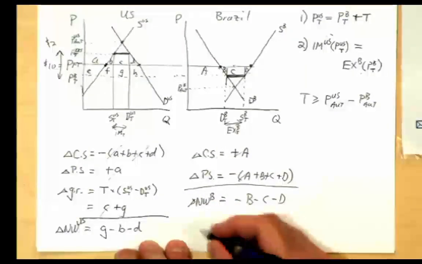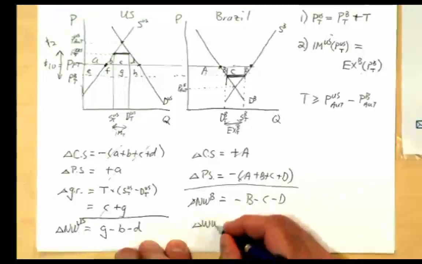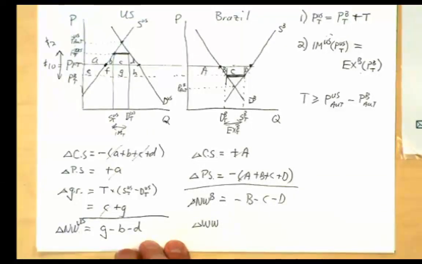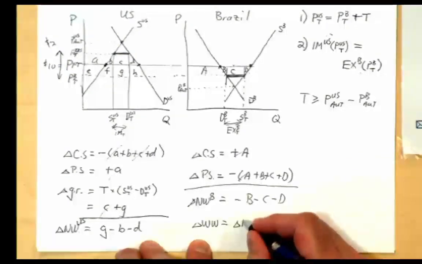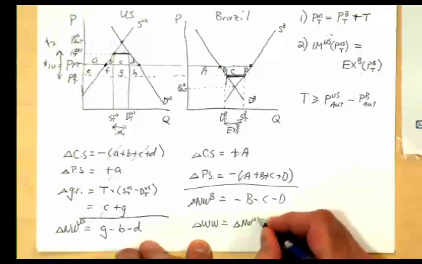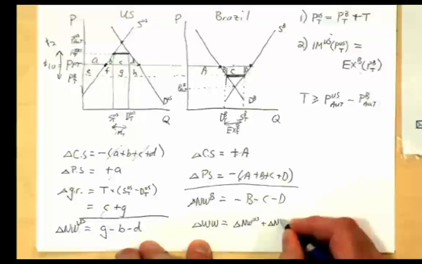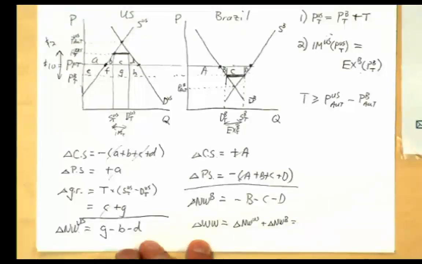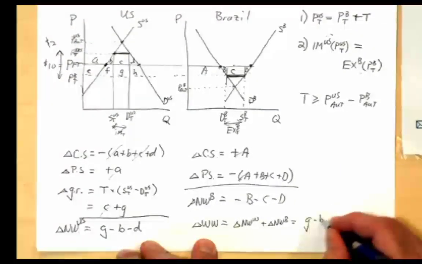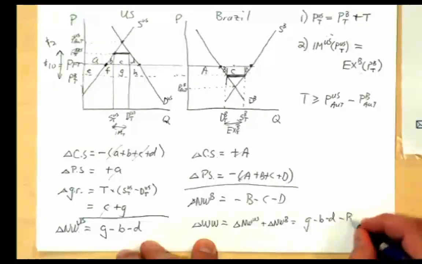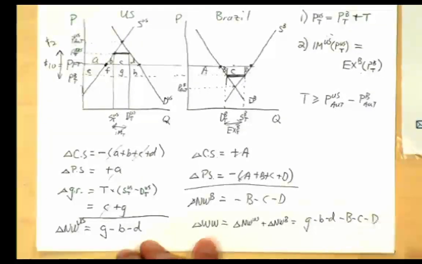Now, I'm going to take a look, and this area C is left over, and I want to highlight one more thing here. We could calculate the change in world welfare, WW. The change in world welfare is going to be the summation of the change in national welfare in the US plus the change in national welfare in Brazil. And that's going to be equal to G minus little b minus little d minus capital B minus capital C minus capital D.